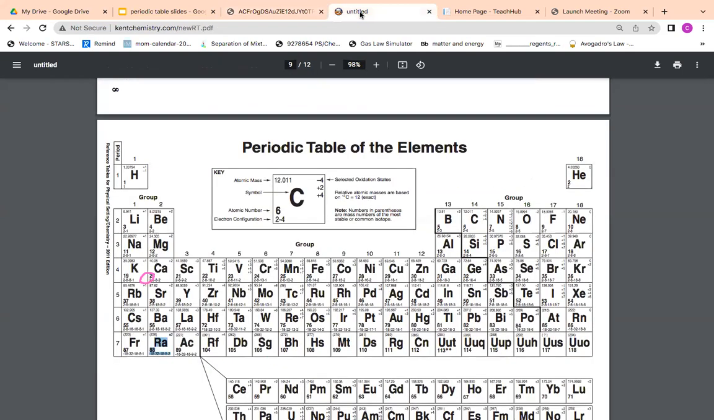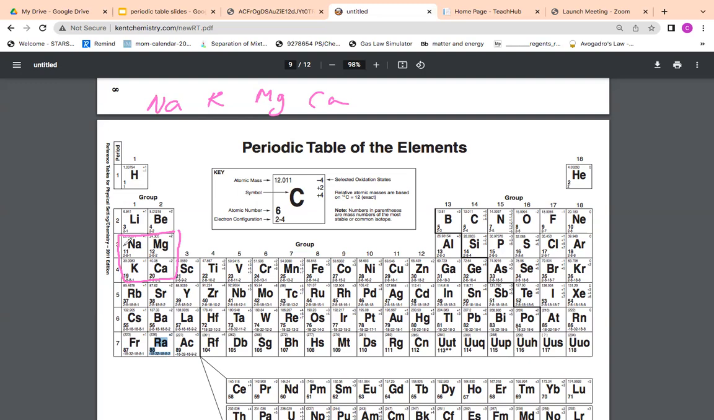So again, let's go back to our periodic table. They're giving us these options for us to look at. They want us to look at and compare sodium, potassium, magnesium, and calcium. So that's this little group right here. And they're asking which one is the largest.